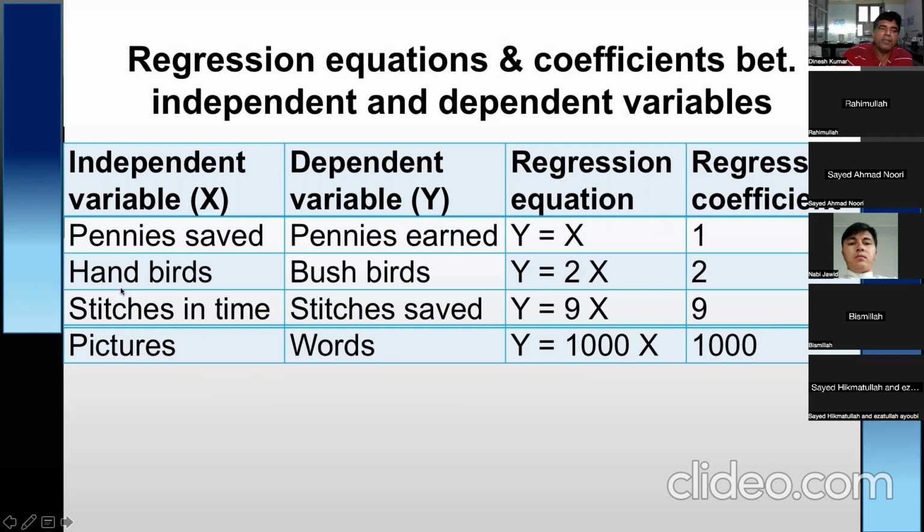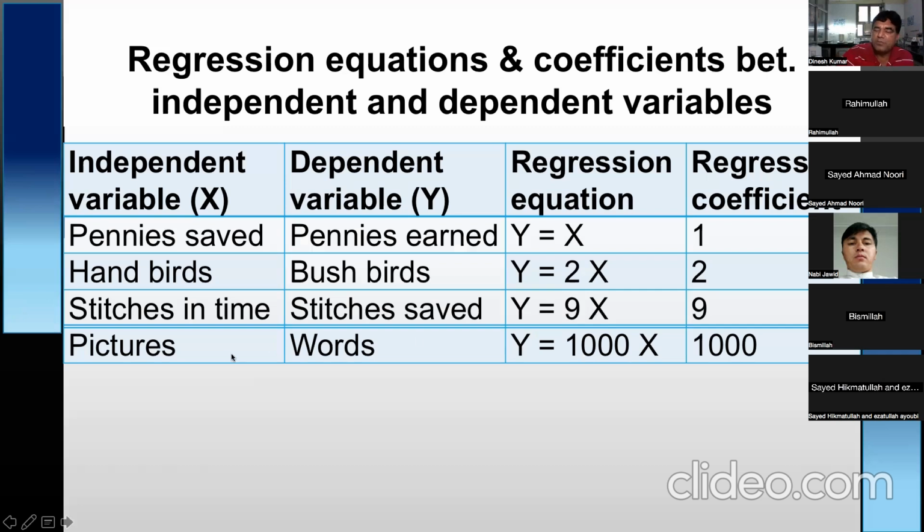Then one bird in hand, worth 2 in bush. So there is a mathematical relationship. So y is equal to 2x. One bird in hand and two birds in bush. So y is equal to 2x. So this 2 is the regression coefficient. Stitch in time: one stitch in time saves 9. So here is the saving. So y is equal to 9x. So 9 is the regression coefficient.